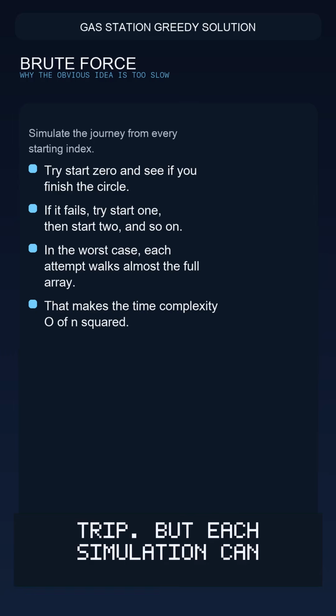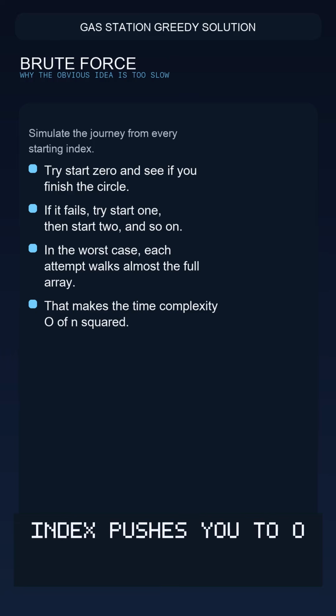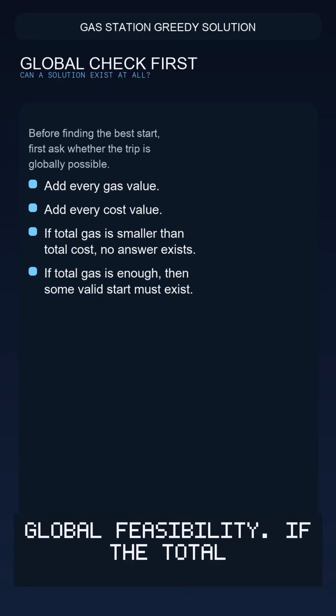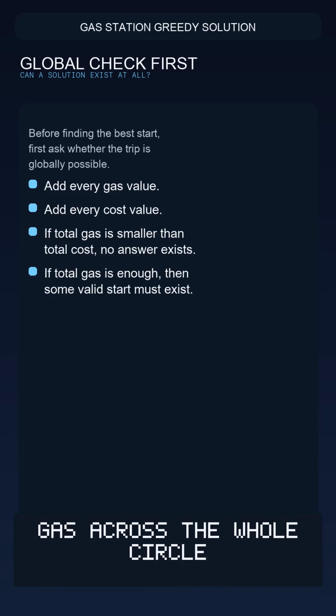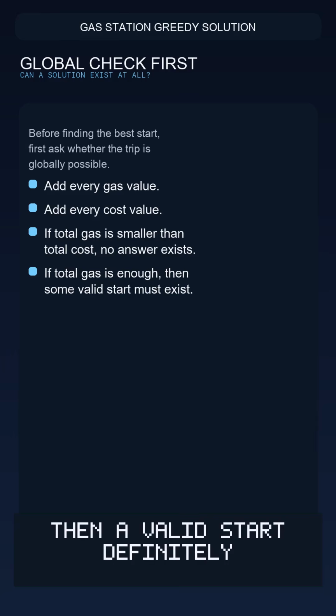But each simulation can almost traverse the entire array, so doing that from every index pushes you to O of n squared. The first real insight is global feasibility. If the total gas across the whole circle is smaller than the total cost, then no start can ever work. If total gas is at least total cost, then a valid start definitely exists.